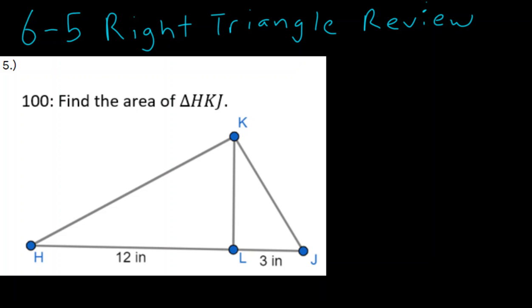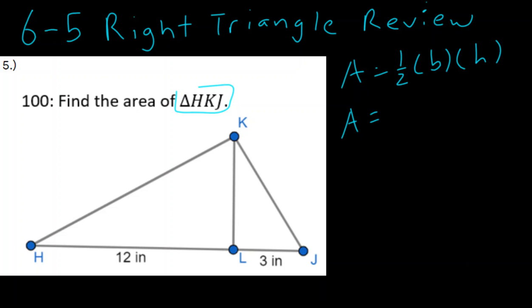All right, and welcome to 6-5 Right Triangle Review. Now, in problem number 5, it says find the area of triangle HKJ. So we know that our area formula is equal to 1/2 times the base times the height.